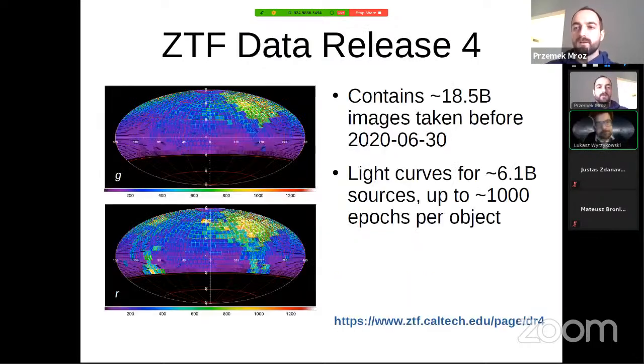We are also publishing our light curves and images, and the most recent data release, Data Release 4, was made public just a little over a month ago in December. Data Release 4 contains over 18 billion images of the sky taken before 30th of June 2020, but it also includes over 6 billion light curves of individual sources that we observe. Every light curve contains from a few dozen up to 1,000 epochs. Usually it is between 200 and 400 epochs.